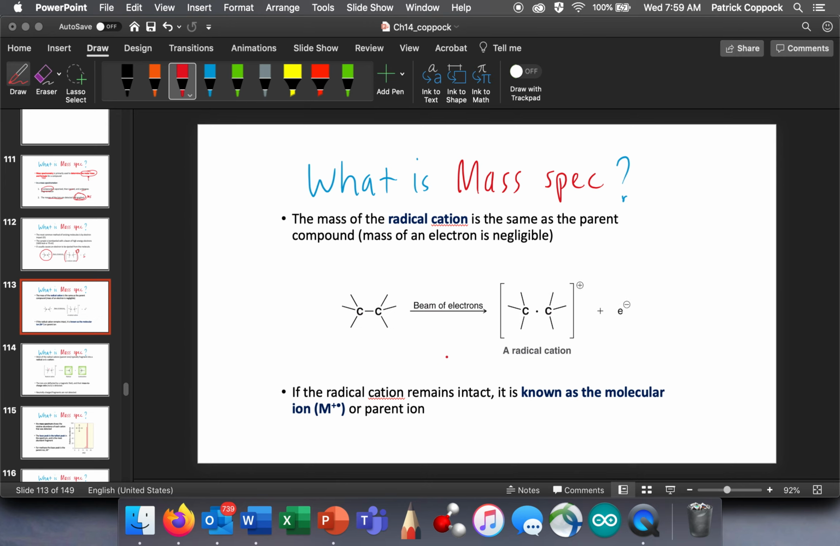So the mass of this thing that we get is essentially the same as the mass of this, because electrons have negligible mass, right? That's basically massless. It's very small. It's 1/2000th the size of one proton, right? So the radical cation remains intact, and it's known as the molecular ion. So we're going to use that term, the molecular ion, and we're talking about this thing right here. It's the same thing as the compound that we're analyzing, except it's missing one electron, so it's got a plus charge on it. That's known as the molecular ion.